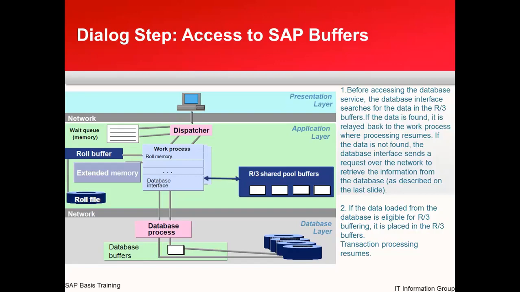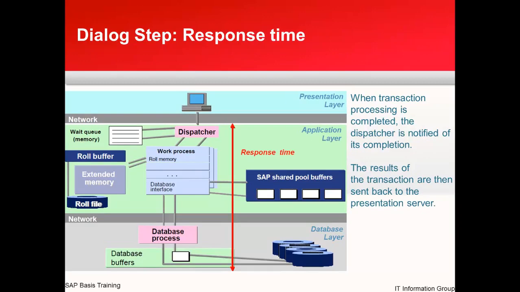Next is the response time. So all of these components we have covered so far. Which are the components we covered? We have covered things like the database response time, the roll-in memory time, the time which is taken by the processor, by the dispatcher, and the time for a shared pool buffer to give the data. So the combination of all this gives a total response time.